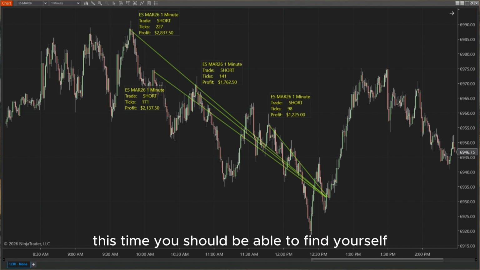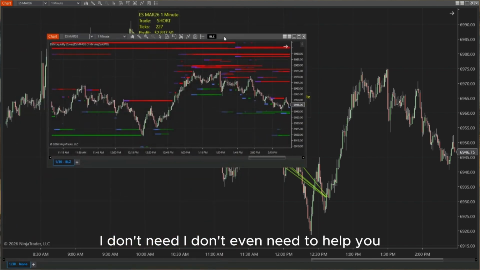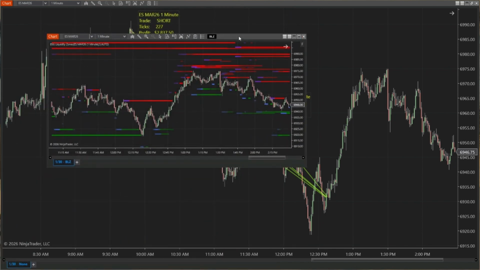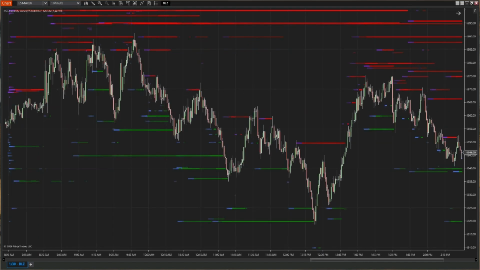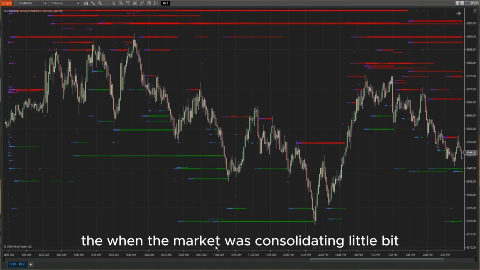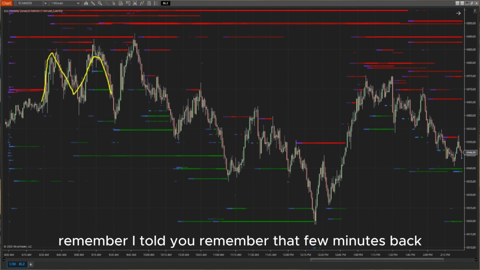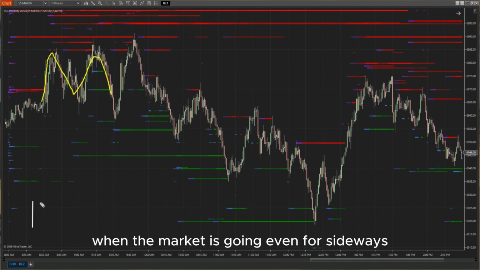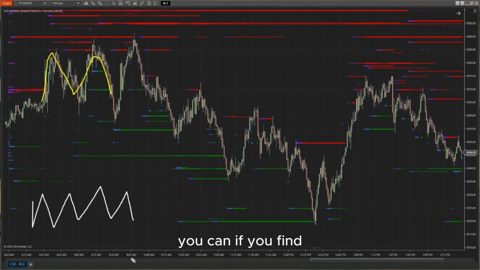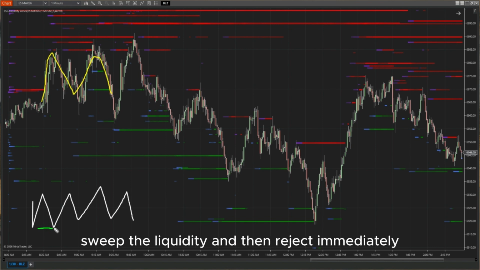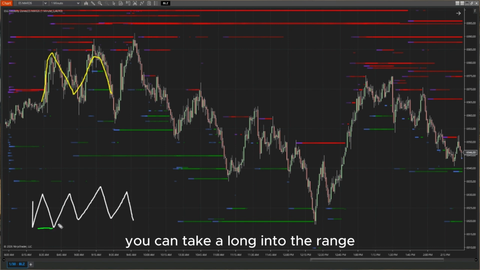the same chart. This time, you should be able to find it yourself. I don't even need to help you. Look at this one. The beauty is, look at this, when the market was consolidating a little bit, right? Remember that a few minutes back I mentioned, when the market is going even sideways, if you find a liquidity here, and then the price came back here, sweeps the liquidity and then rejects immediately, you can take a long into the range.